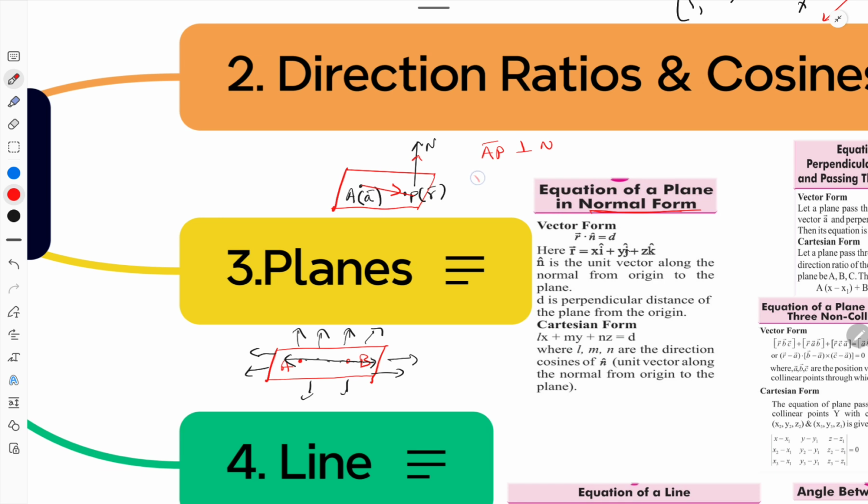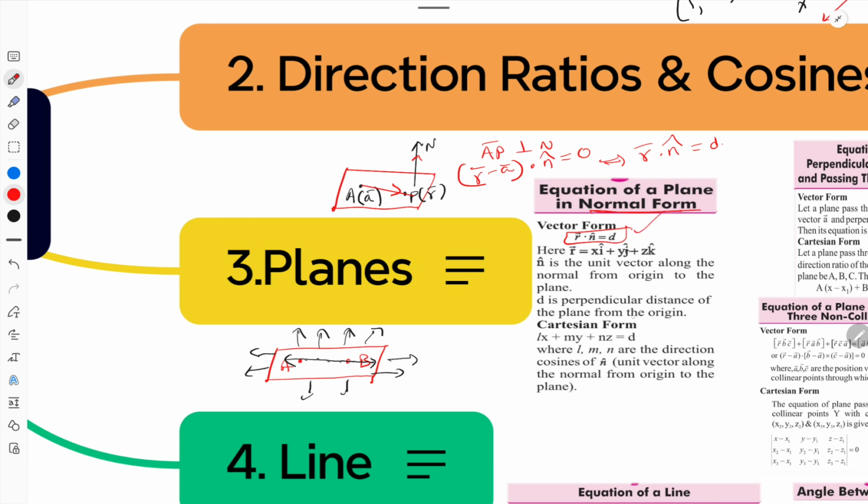So R bar minus A bar dot N cap will be 0. That itself can also be written as R bar dot N bar equal to some constant, A bar dot N bar. Let us call it D. So this is called the vector form of the equation of a plane.